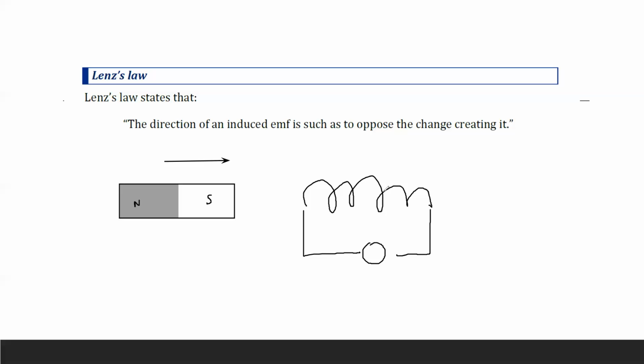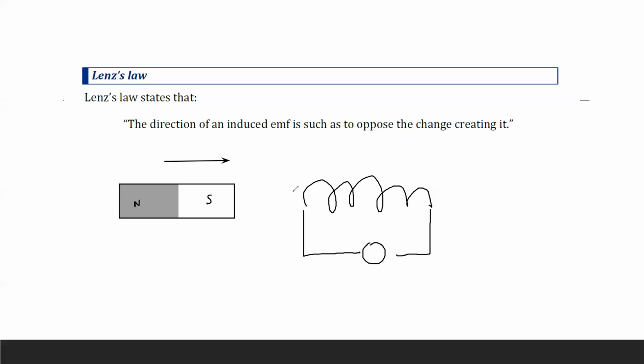So how will it oppose the change? The current will be produced in the wire to oppose, because the change in magnetic field produces EMF and current, and this current will be produced in a direction so that it can oppose the change in the magnetic field. So if you are moving the magnet towards, the magnetic field is increasing, so this coil will try to produce a magnetic field which tries to oppose this change.